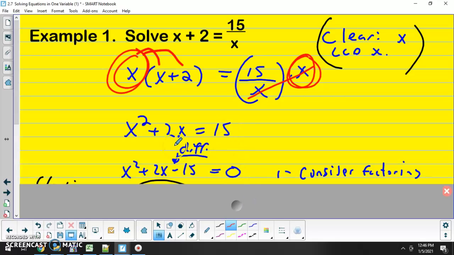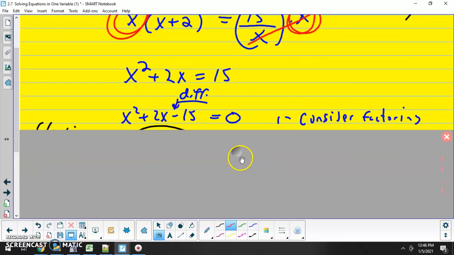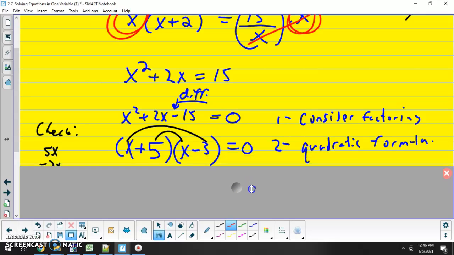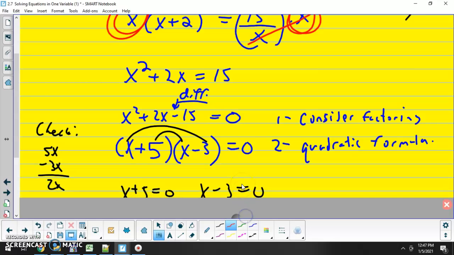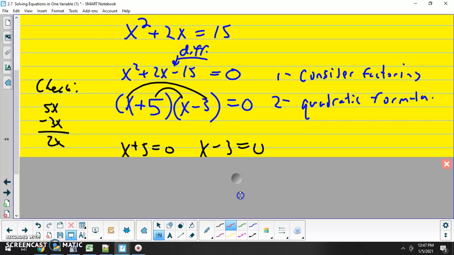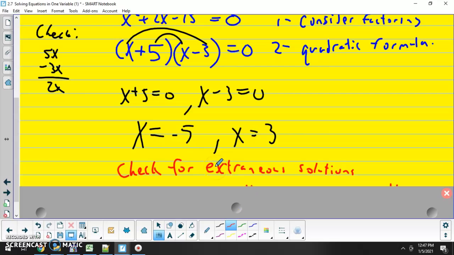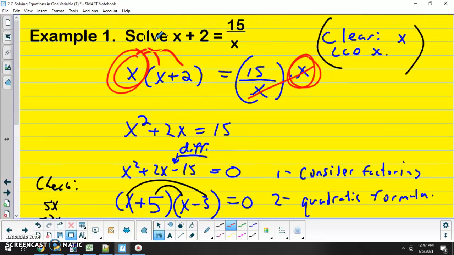So I moved the 15 over to the other side by subtracting. First thing I'm going to do is consider factoring this, and if that doesn't work, use the quadratic formula. It does factor, I believe. Let's double check it. You multiply the outside, it's negative 3x. You multiply the inside, it's positive 5x. You combine 5x minus 3x, that's 2x in the middle. So yes, it does check. And after you factor it, you set the factors equal to 0, and then you get your two solutions like so.